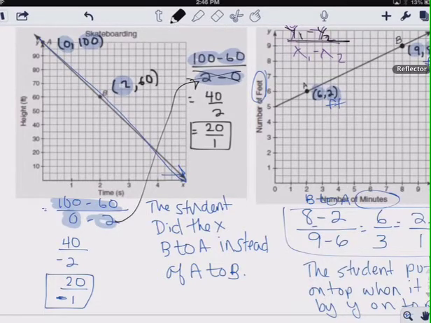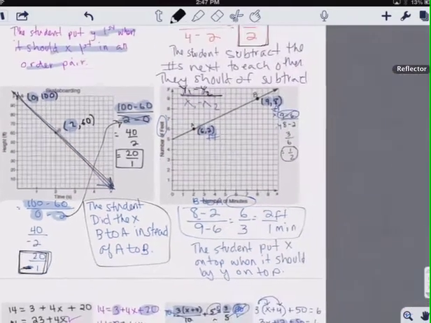The student did the x, B to A instead of A to B. That's what I wrote as an explanation. They should have gotten a negative. Notice it's a negative graph. This graph is going down. So your slope here, your rate of change, reflects that. Okay?